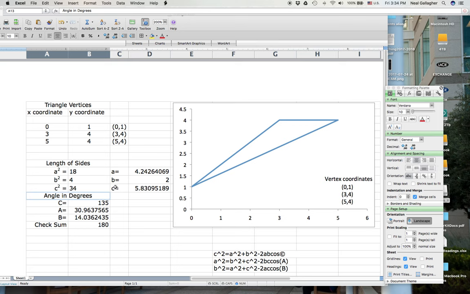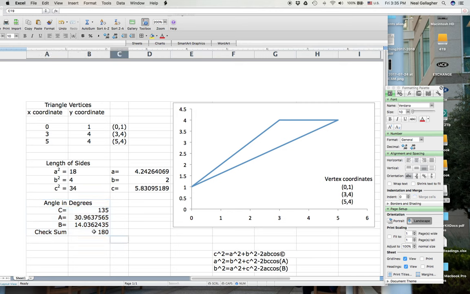This, this, and this are sides A, B, C, angle in degrees, 135. Now let's see, 135 is the big angle. Looks like this is the smallest angle. We're saying that's 14 something, and this is the smallest side over here, which is 2 something. So all of this is agreeing with my sense of what should be what. Now maybe just to make this look a little nicer, let me select this, cut, and put it right here. So now I have length of sides, angle in degrees.